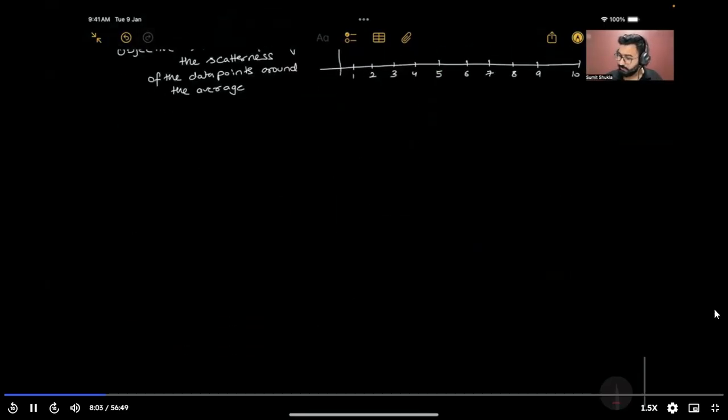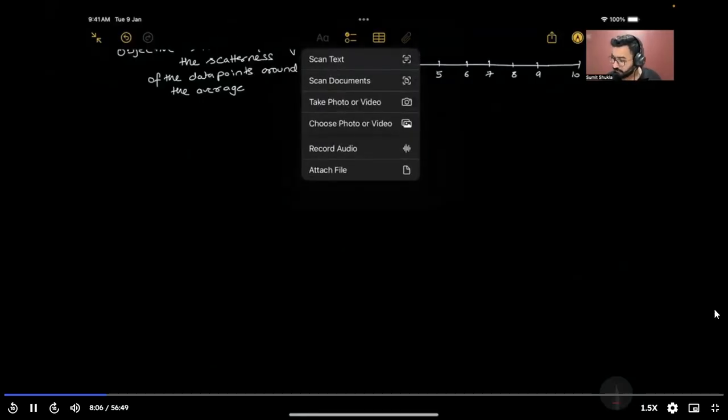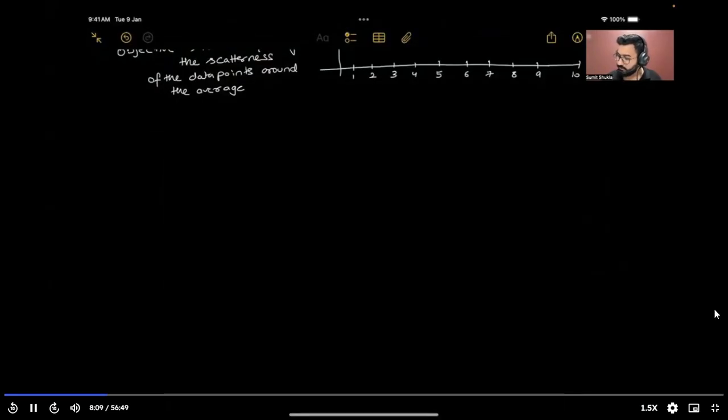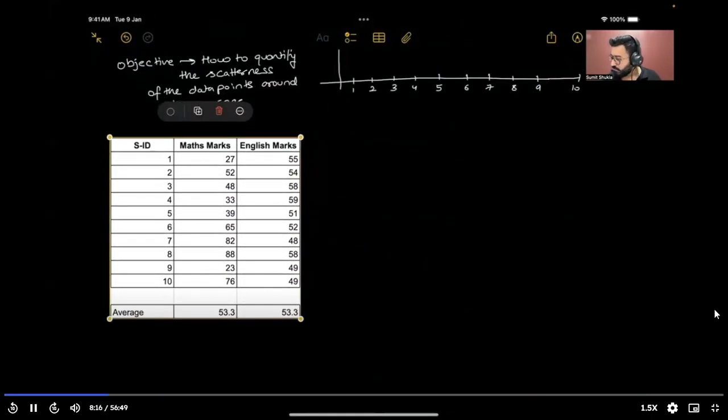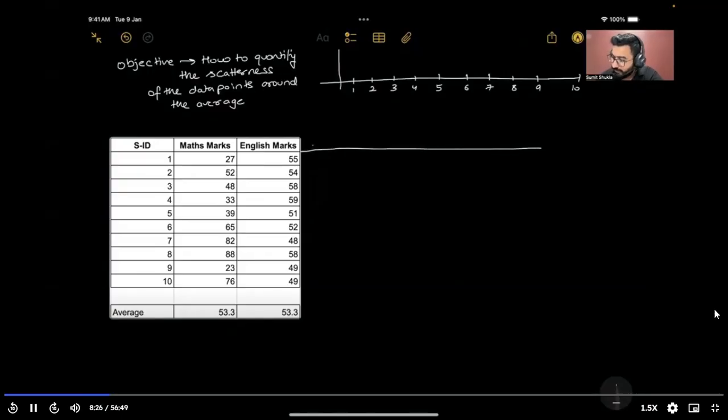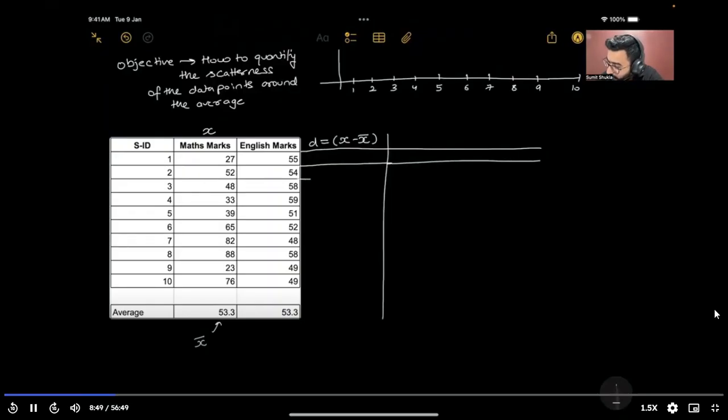So let's do it. Let me quickly get the data again. I'll just add the image again. Over here we have the image. Now let's create one more column, and here I will calculate the distance d, which is nothing but your data point. Let's call this x, and let's call this x average. So this will be x minus x average. Let me just create the table.